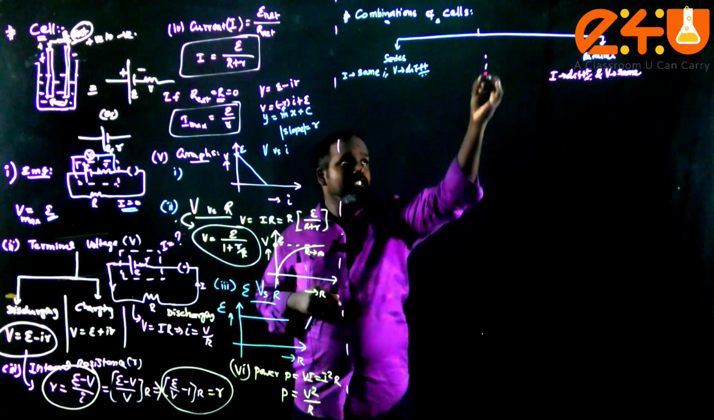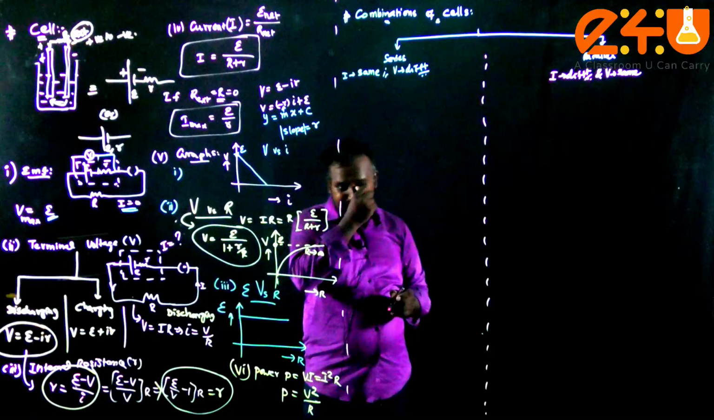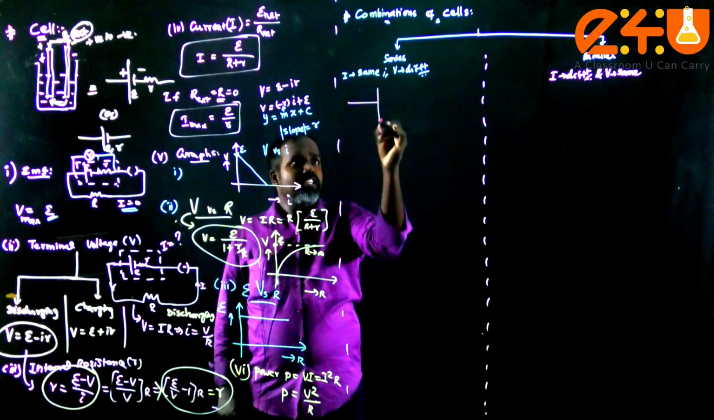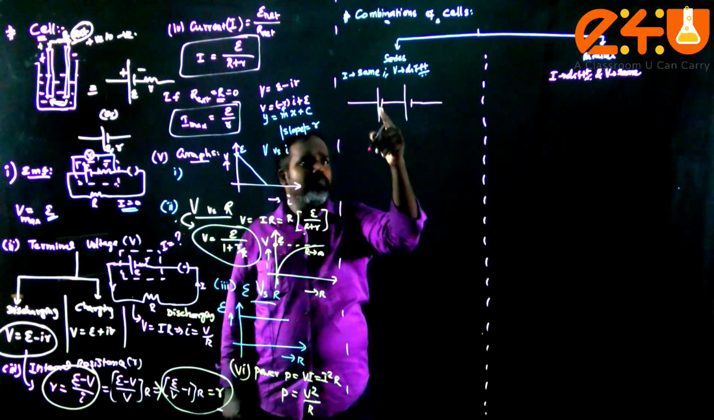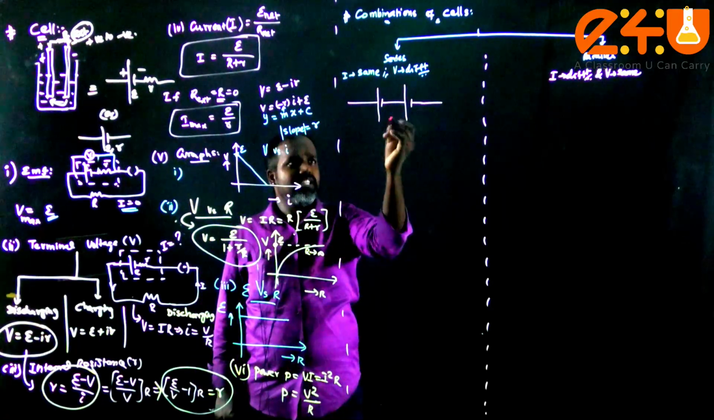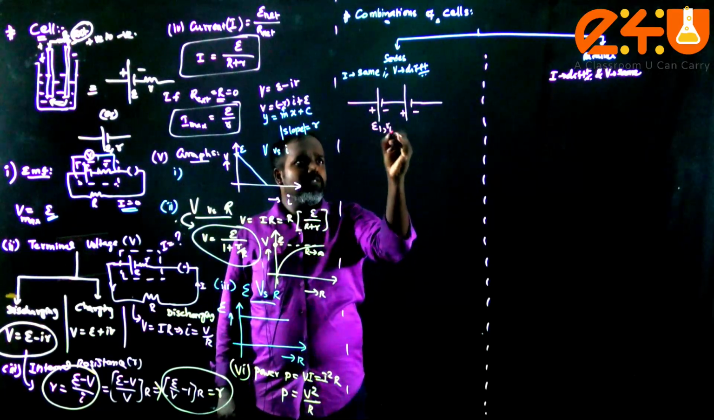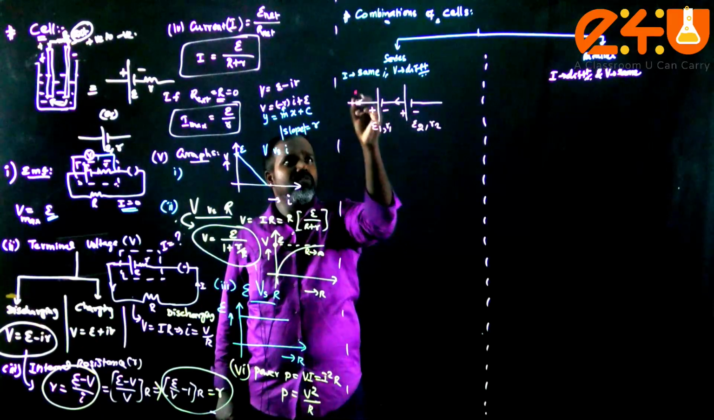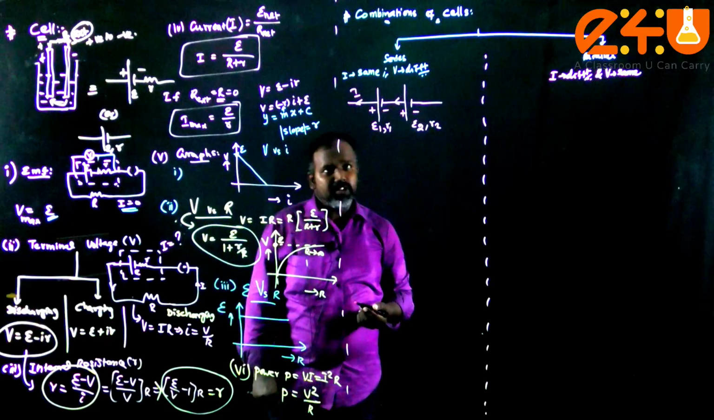Now we can discuss this very elaborately for the understanding of the concept. Let us consider two cells connected in a proper way. Proper way means one positive is connected with another negative, end to end in a successive manner, plus minus. This is E1, r1, this is E2, r2. It delivers some current I. We know that current always comes out from the positive terminal during the discharging process.